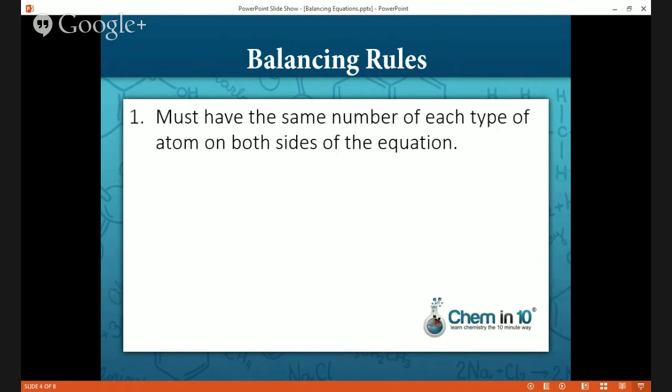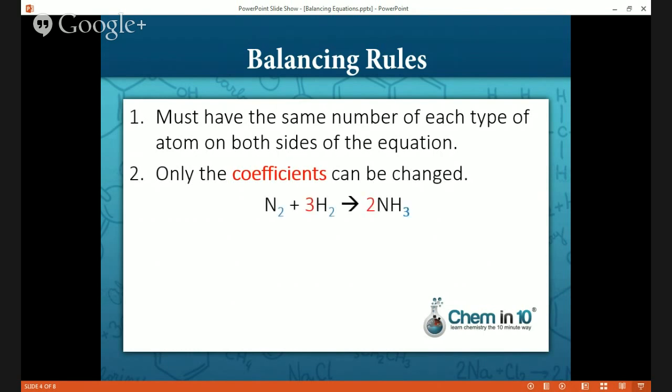So here are the rules we need to follow when balancing chemical equations. First, you must have the same number of each type of atom on both sides of the equation. And we can only change the coefficients. So what are the coefficients? In this example, the coefficients are those numbers before the molecule. So the 3 in front of hydrogen gas and the 2 in front of ammonia are coefficients. These can be changed in order to balance an equation.